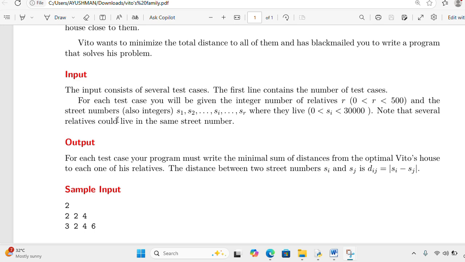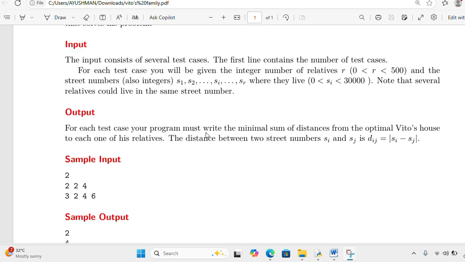For each test case you will be given the integer number of relatives, that is how many relatives there are. The number of relatives is greater than 0 but less than 500, and the street numbers where the relatives live, on which street each relative lives, are also given as integers. The street number is greater than 0 but less than 30,000, and we have a note that many of his relatives live on the same street number.